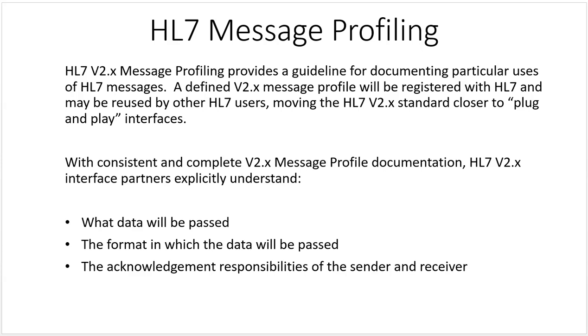With consistent and complete version 2 message profile documentation, HL7 version 2 interface partners explicitly understand what data will be passed, the format in which the data will be passed, and the acknowledgement responsibilities of the sender and receiver. So these are things that you have to have in a message profile to get it approved. It has to say what data will be passed, what format it will be passed in, and what sort of acknowledgement is required.